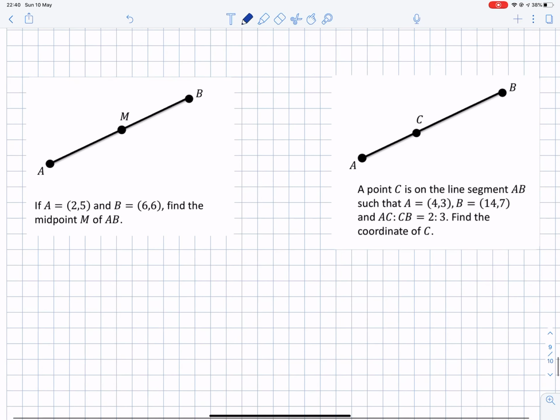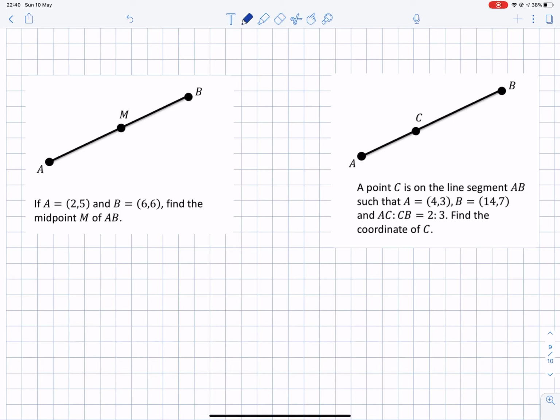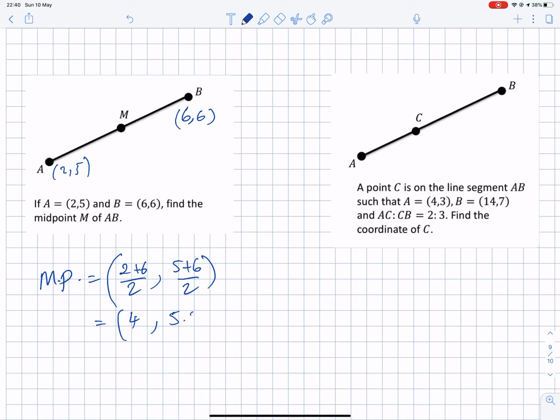Let's do some examples. Example 1: if coordinate A is 2, 5 and coordinate B is 6, 6, find the midpoint of AB. Alright, so without delay, the midpoint equals the mean of the x's, so 2 plus 6 divided by 2, and the y's, 5 plus 6 divided by 2. So 2 plus 6, 8 divided by 2 is 4. 5 plus 6, 11 divided by 2 is 5.5. So that's that.